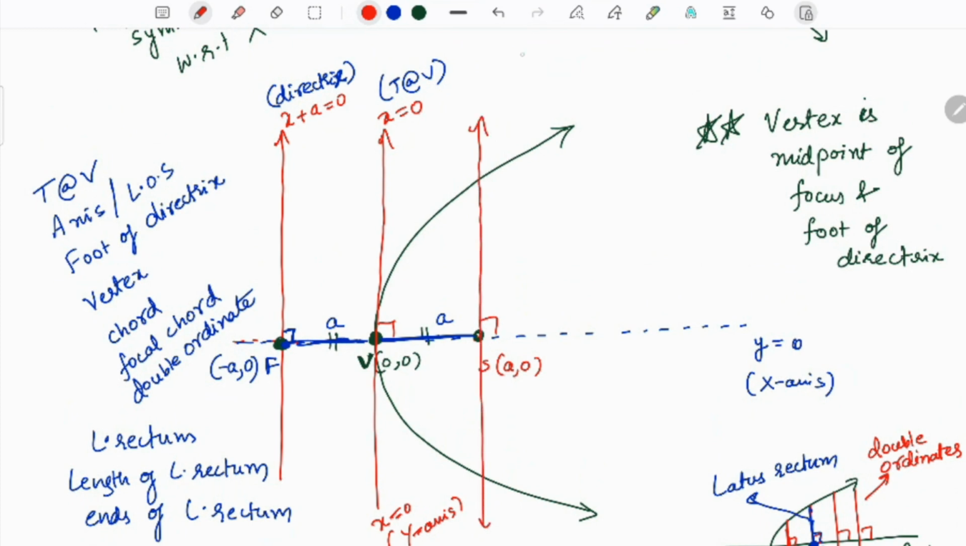Now, can you tell me what is the equation of the latus rectum here? Here is a vertical line, so its equation should be in the form of x equal to constant. But then it should satisfy this point. So x coordinate is a, constant value is a. The equation of latus rectum is x equal to a, for y square is equal to 4ax.